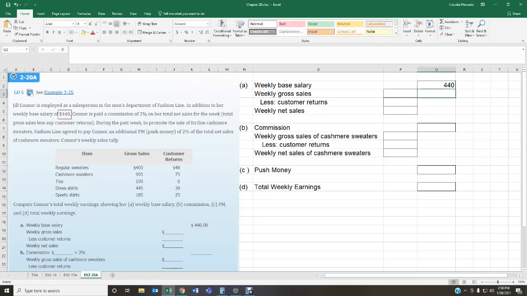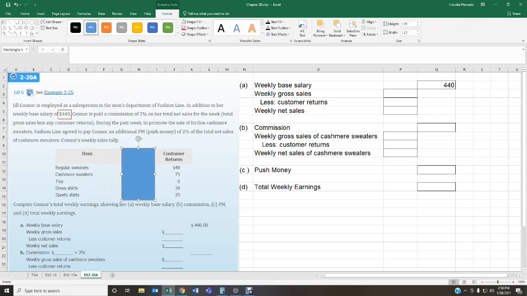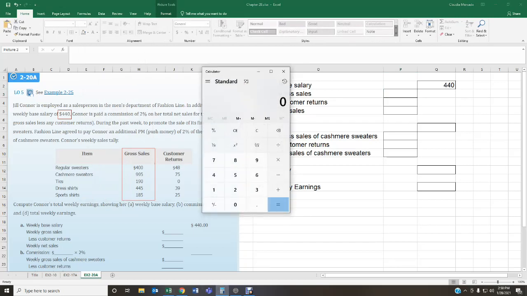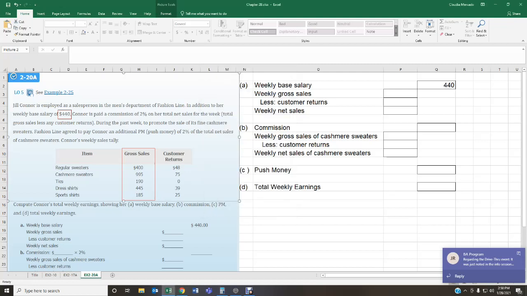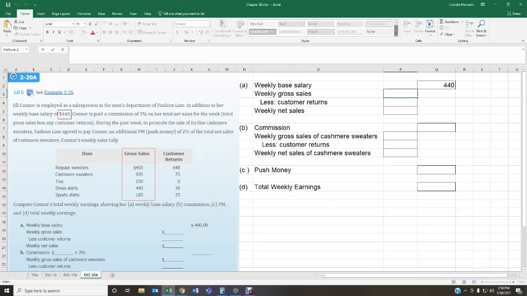Now I have to calculate my weekly gross sales. Okay, for that, they provided you a breakdown by item, and then they gave you the gross sales by each. Okay, we're going to have to add those items together. So these are my gross sales for all of my items. So I had $400 for my regular sweaters, $995 for my cashmeres, $190 for my ties, $445 for my dress shirts, and $185 for my sports shirts. So that gave me $2,215 of sales. Okay, so I'm going to enter that right there.